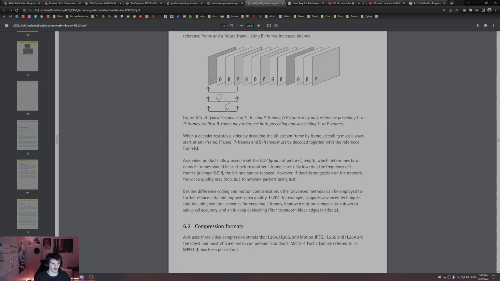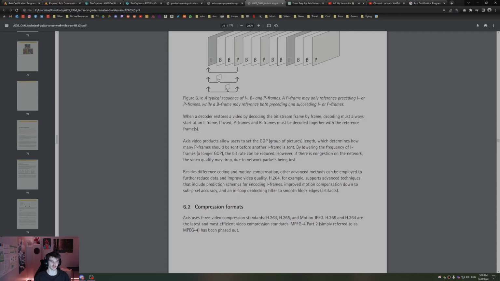Access video products allow users to set the group of pictures GOP length, which determines how many P frames should be sent before another I frame is sent. Lowering the frequency of I frames, a longer group of pictures, the bitrate will be reduced. That makes sense. But the video quality may drop if there's congestion on the network due to network packets being lost.